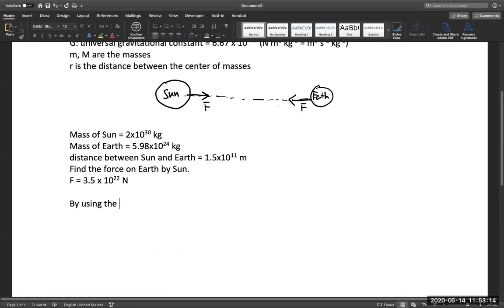Using the force, find the speed of the Earth orbiting around the Sun. Do you know what this means? Yeah, you can use F equals m r times angular speed squared to find out the angular speed, and then you can find the velocity.